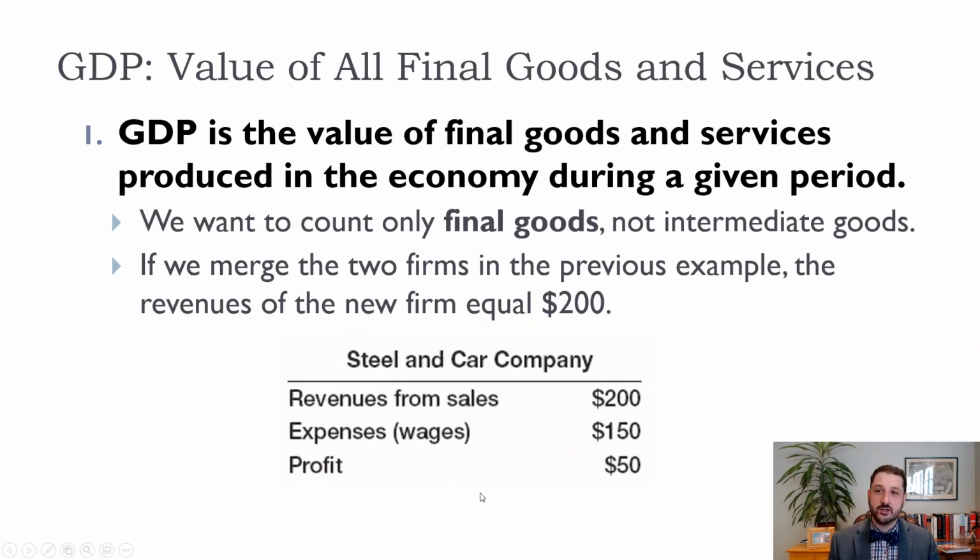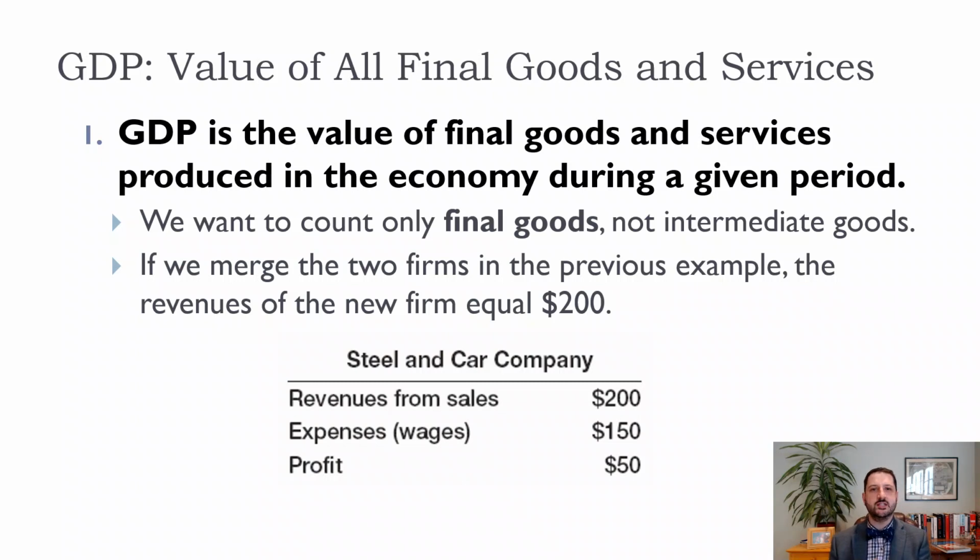So our first way of calculating GDP is exactly that. GDP is the value of final goods and services produced in the economy during a given year. So in our example, with the steel company and car company, we just ignore the steel company. We take the car company's revenues. Revenues from sales are $200, right? That is GDP here.